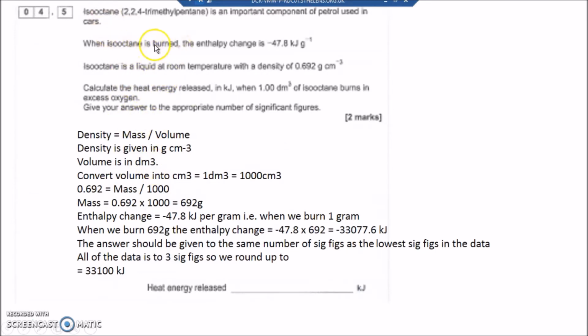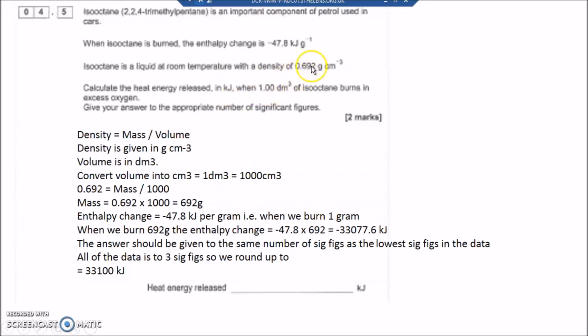When isooctane is burnt, the enthalpy change is minus 47.8 kilojoules per gram. That means when you burn 1 gram of this isooctane, it releases, the minus means it's exothermic, gives out 47.8 kilojoules of energy, 47.8 thousand joules of energy. It's liquid at room temperature with a density of 0.692. And we've been given a volume.